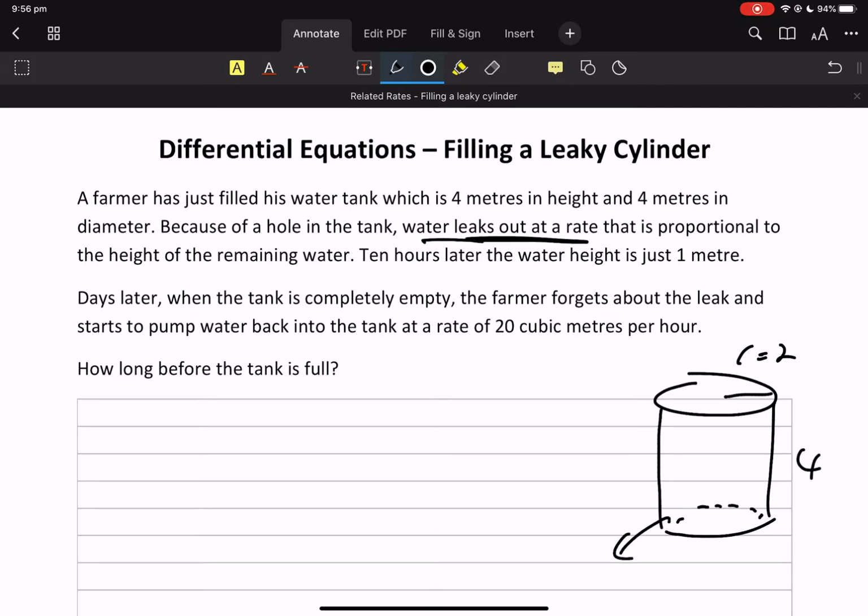Water's definitely leaking out, and it sort of makes sense that if the water's really high, there's going to be a lot of pressure, so there's going to be a lot of water coming out. If the water's low, not much pressure, not much water leaking out. So we've got the hole. The water leaks out at a rate that is proportional to the height, which sort of makes sense. 10 hours later, the water height is just 1 metre.